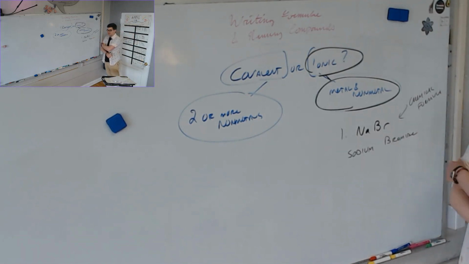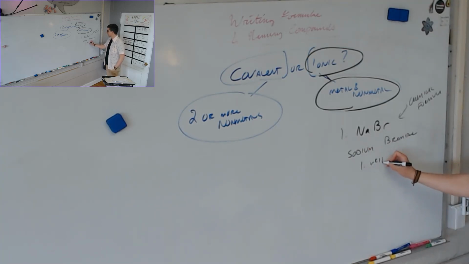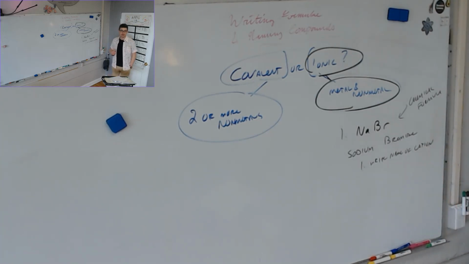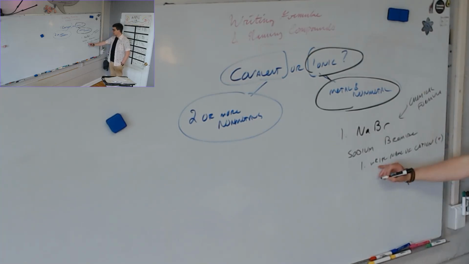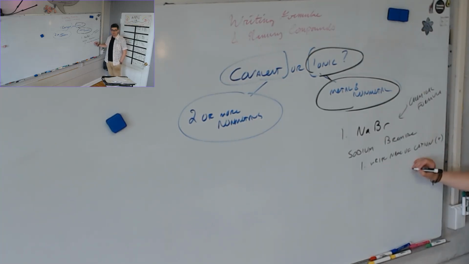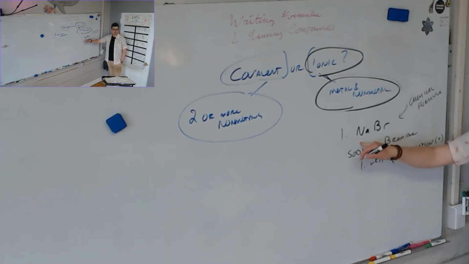So let's go through the steps. 1, write the name of the cation. What's a cation? What charge does the happy little cat, the cation, have? A positive charge. So first we write the name of the cation. Here's a little hint: the cation is always going to come first, so we just write the name of the thing that's first.